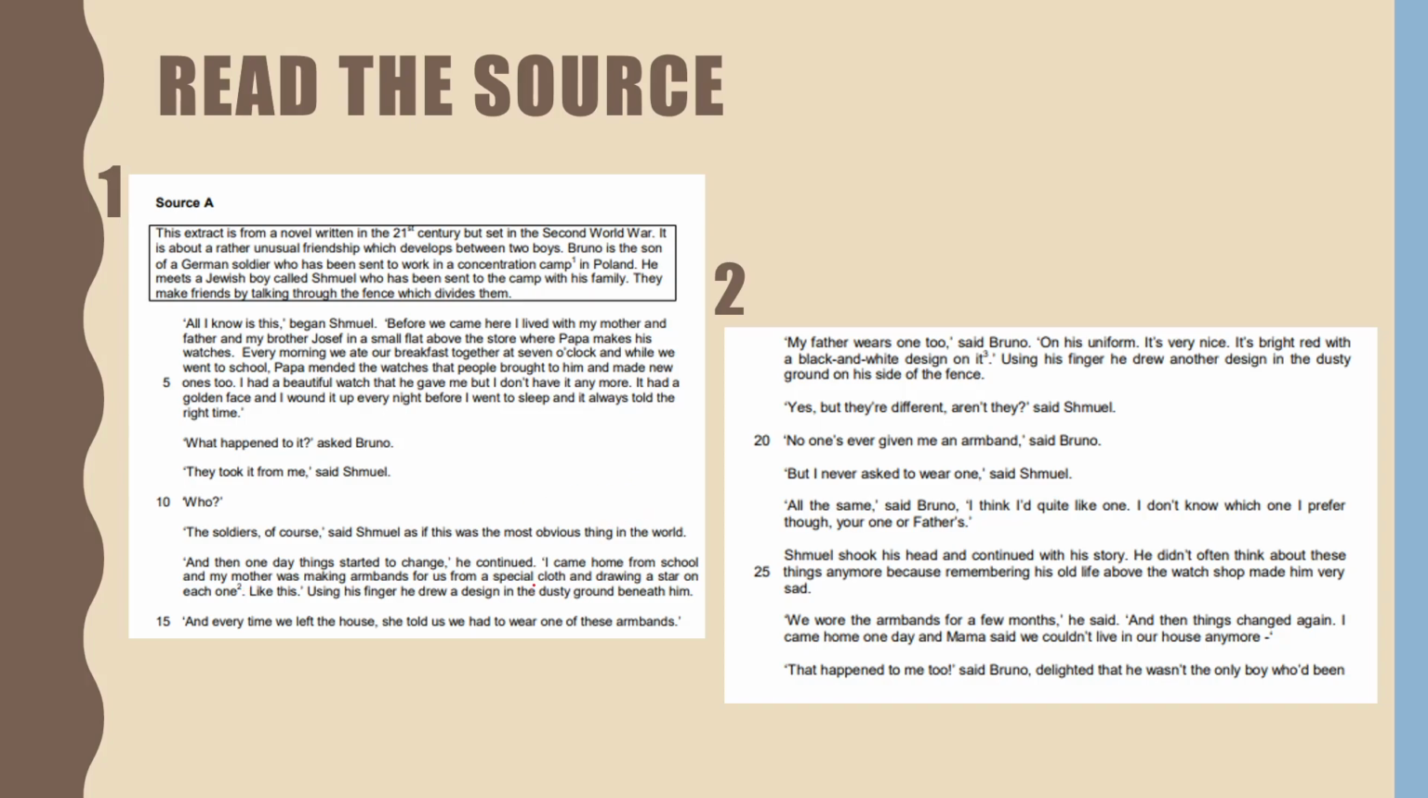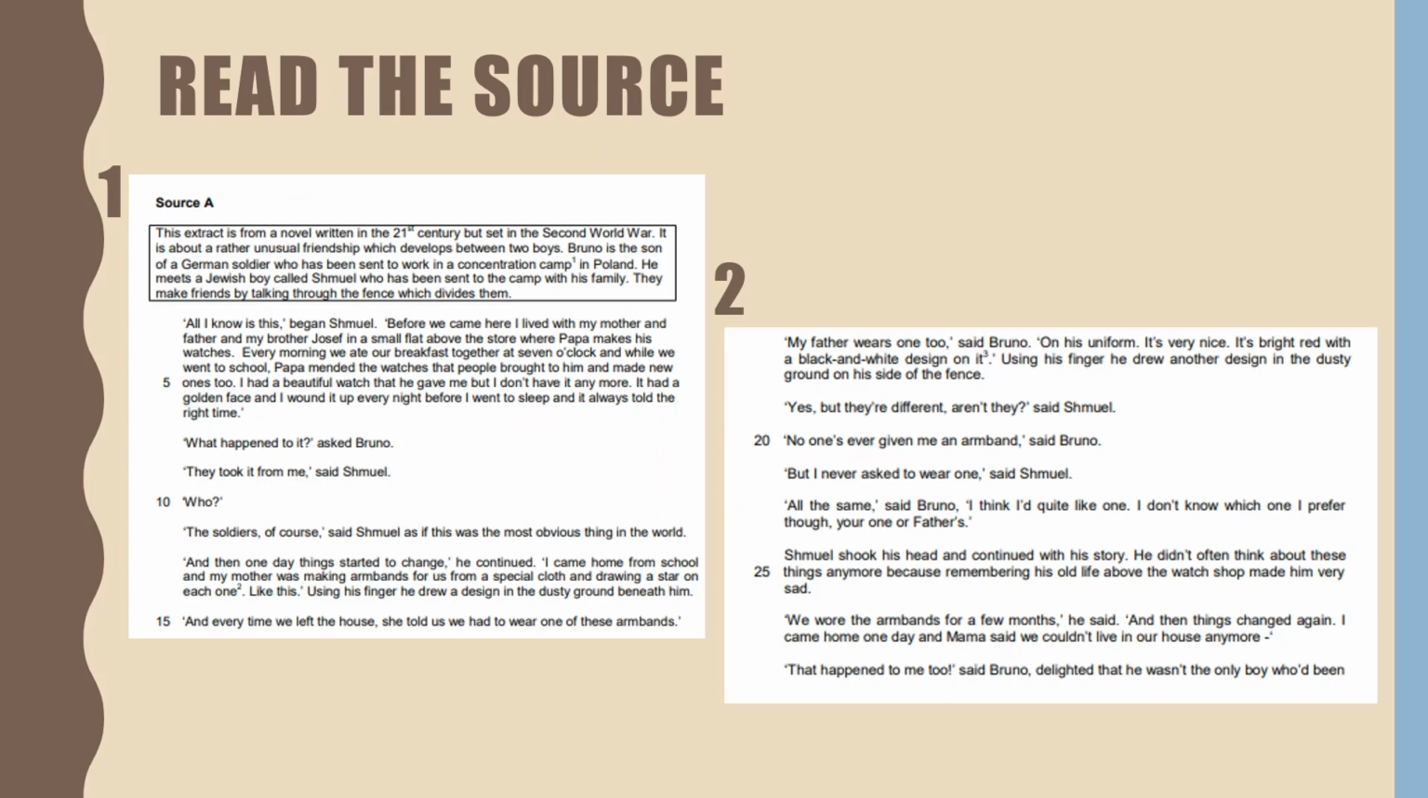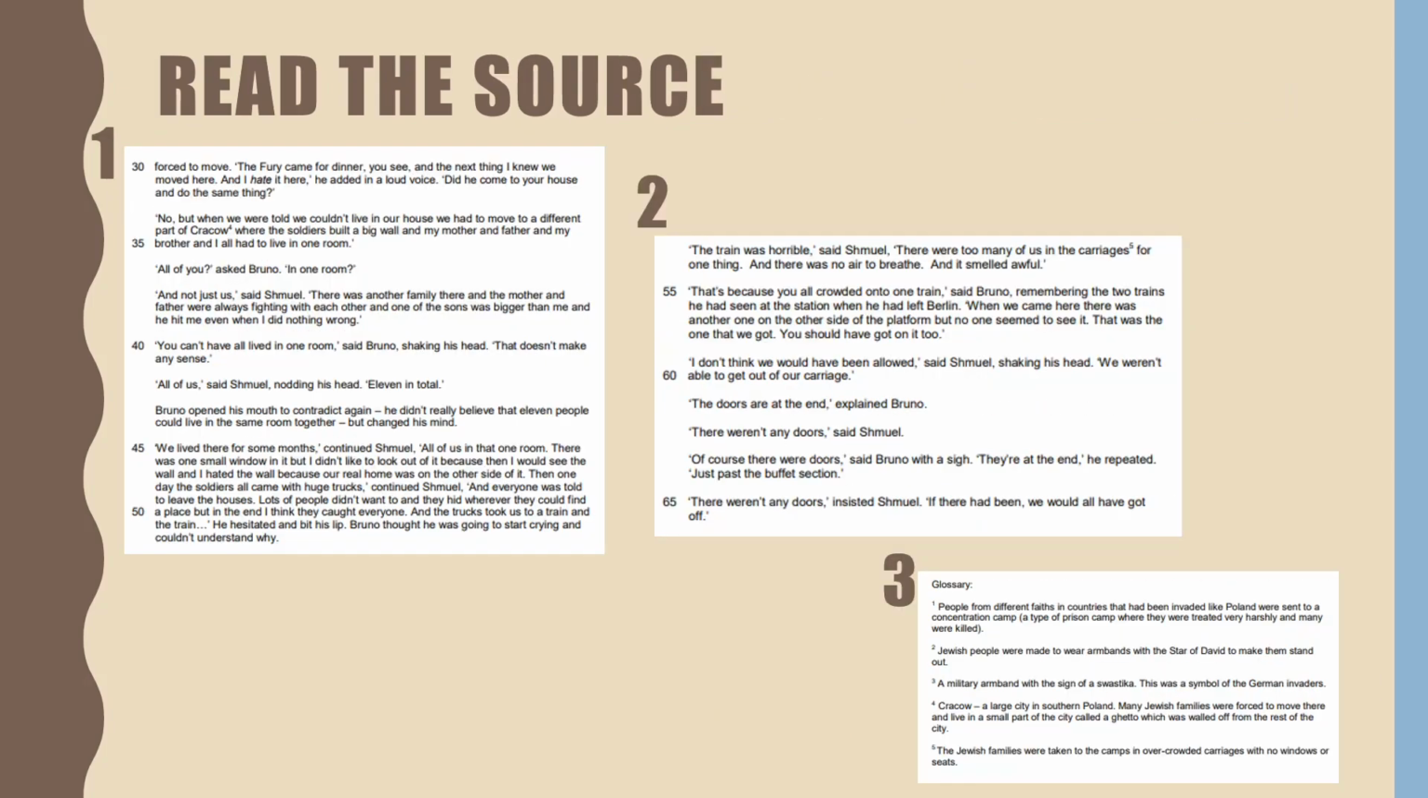So in this line it says, I came home from school and my mother was making armbands for us from a special cloth and drawing a star on each one. Then there's number 2. If we look to the glossary at the end, there's a number 2. It says, Jewish people were made to wear armbands with the Star of David to make them stand out. So this just gives you a bit of extra information about all the bits and pieces in the text. Okay, so you've now read the source, you've read the question, and you're ready to answer.